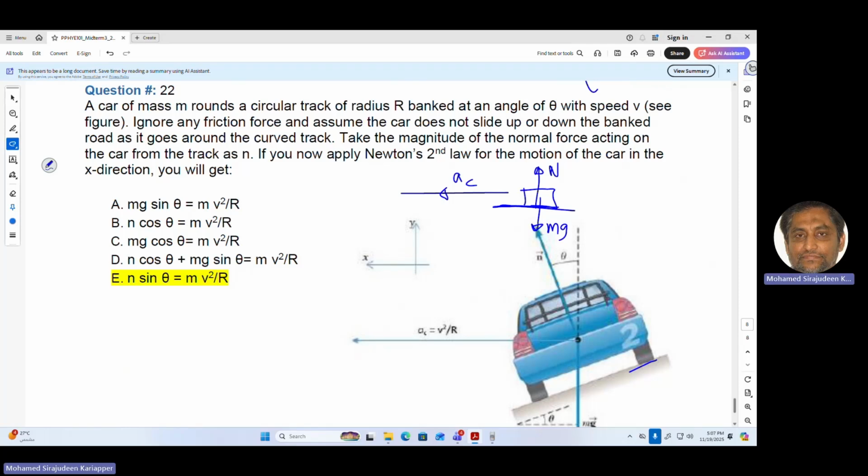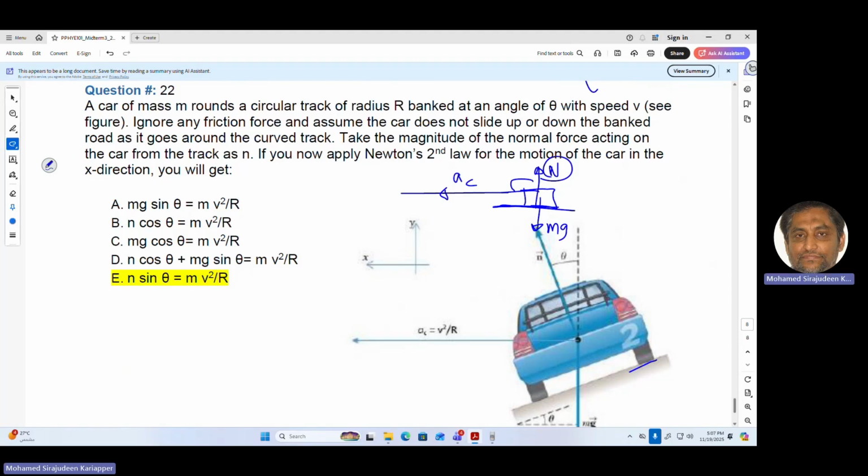Can N provide the centripetal force? The centripetal acceleration direction is horizontal and the normal force is vertical. What is the angle? 90 degrees. Cosine 90 is 0.